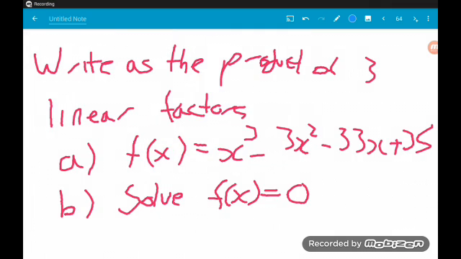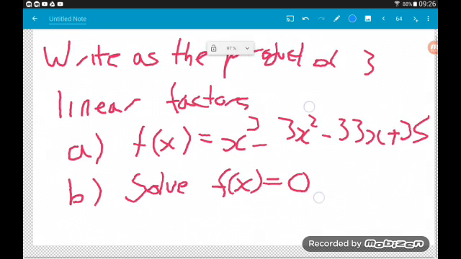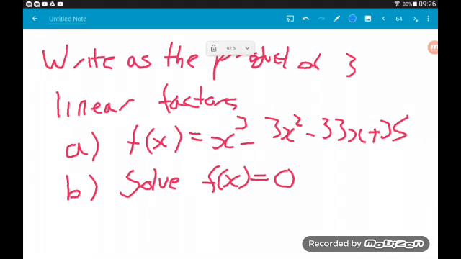Okay, number 3, so we want to write as the product of 3 linear factors. f of x is x cubed minus 3x squared minus 33x plus 35. And then for part B again we want to solve f of x equal to 0. So, start as we've started with the 2 previous ones. Let's try f of 1.